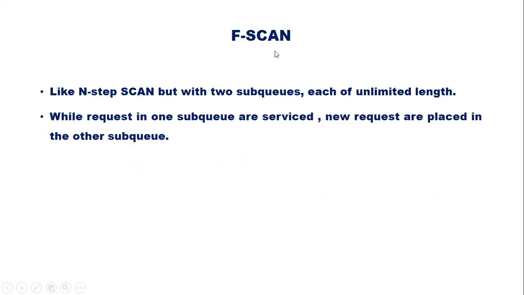So next one is the F-scan. Like N-step scan, this algorithm is also like N-step scan, but here there are only two subqueues, each of unlimited length. So here we are not limiting the length. While the requests in one subqueue are serviced, new requests are placed in the other subqueue. So this is how F-scan algorithm works. So these are the disk scheduling algorithms.